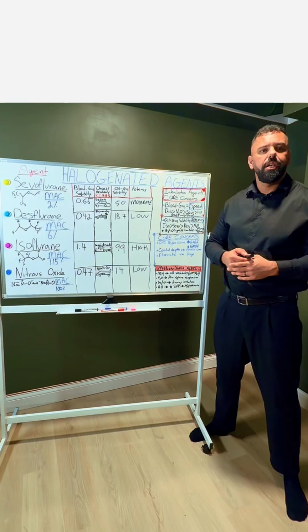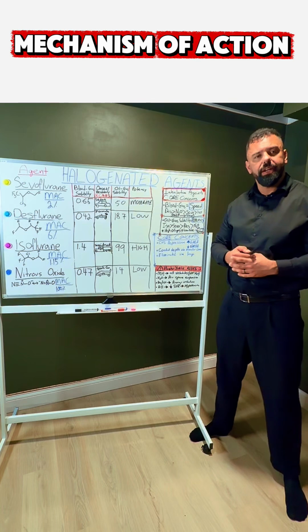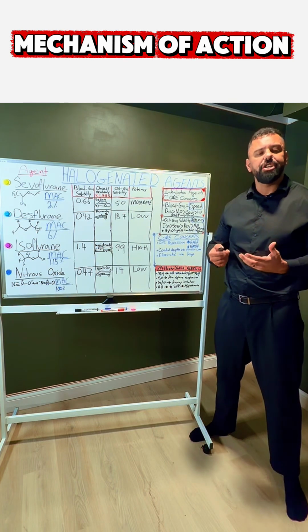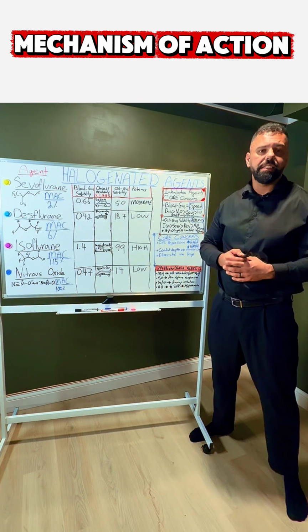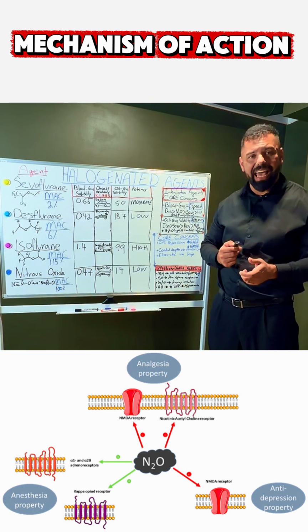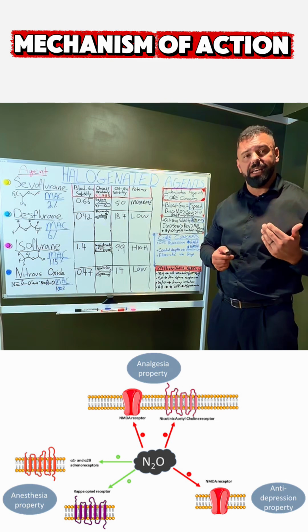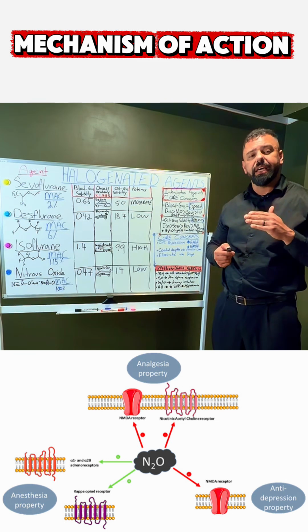Now, let's talk about how these agents actually work. All inhalation agents depress the central nervous system. They enhance the inhibitory pathways primarily through GABA receptors, and they reduce the excitatory signaling. Nitrous oxide is a little different. It primarily works as an NMDA receptor antagonist, which is why it provides such strong analgesia, but it's a very weak anesthetic.